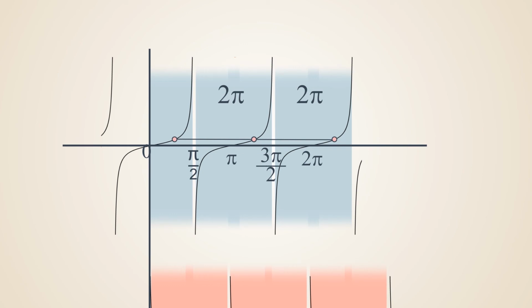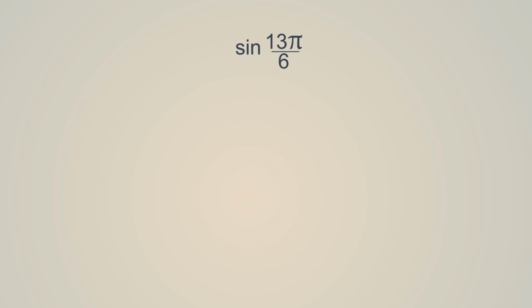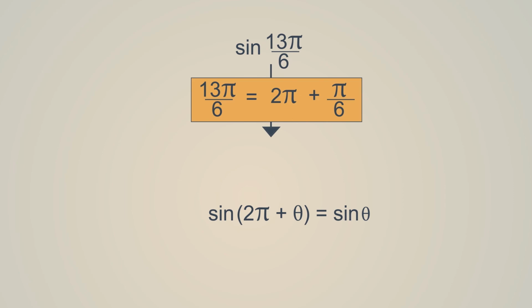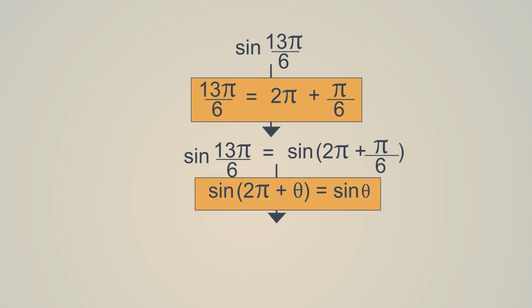Let's take another example. Suppose we have to find the value of sine 13 pi by 6. What we will do? We earlier concluded that the value of sine repeats after 2 pi radians. So we can write sine of 2 pi plus theta is equal to sine theta. Now 13 pi by 6 is equal to 2 pi plus pi by 6. So sine 13 pi by 6 is equal to sine 2 pi plus pi by 6, which in turn becomes equal to value of sine pi by 6, that is half.